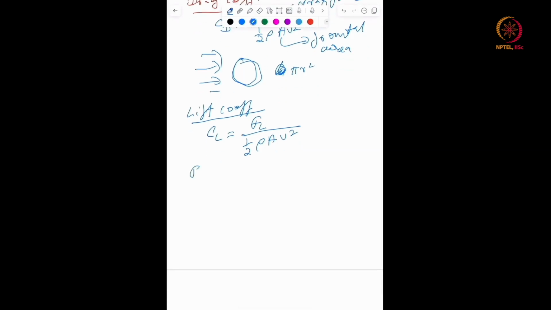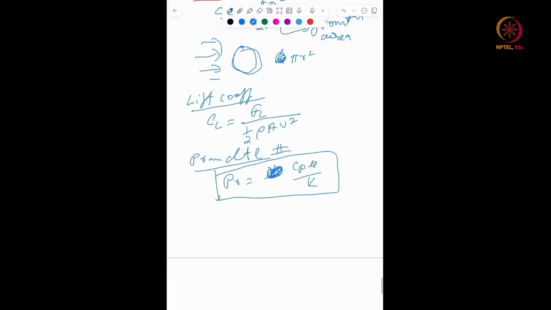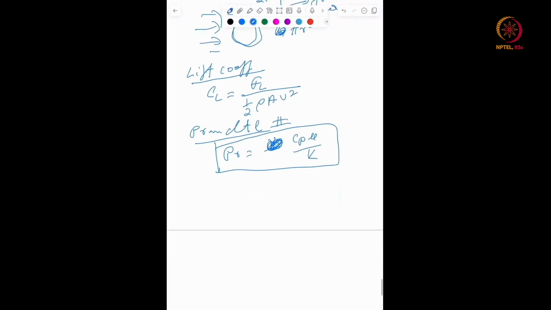Then you have the Prandtl number. This surprisingly is not a flow property anymore. This is the ratio of two properties. It is basically given as Cp into mu by K. So this is called the Prandtl number. It is the ratio of the momentum diffusivity divided by the thermal diffusivity.